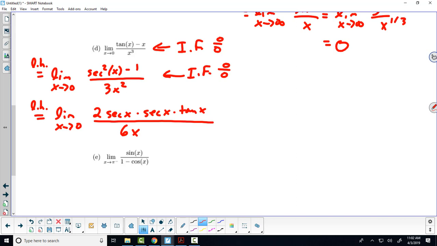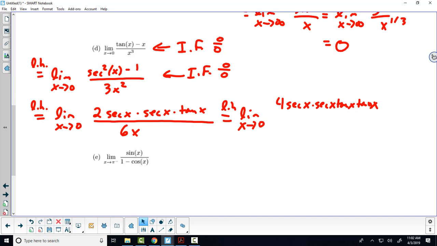We've got to apply it one more time. So that's 2 rounds on the merry-go-round. We've got to go a third time. L'Hopital's would be the limit. I'm going to take the derivative of the numerator and the denominator again. That would be 4 secant x times secant x tan x tan x. I'm going to take this onto another page, folks.